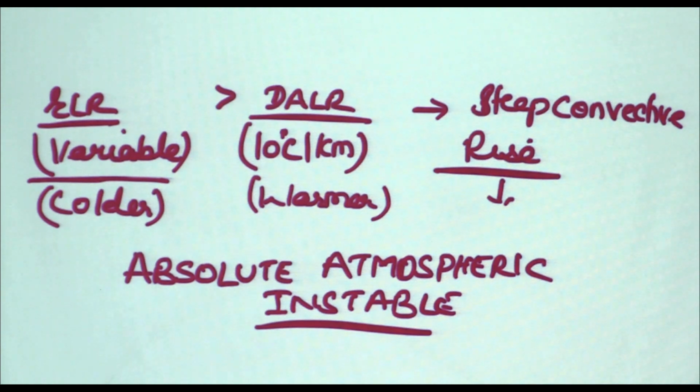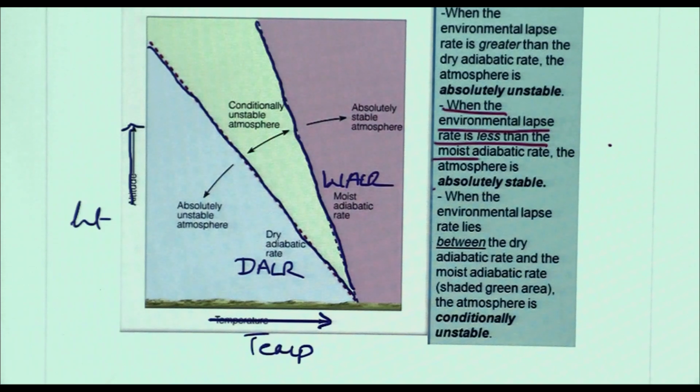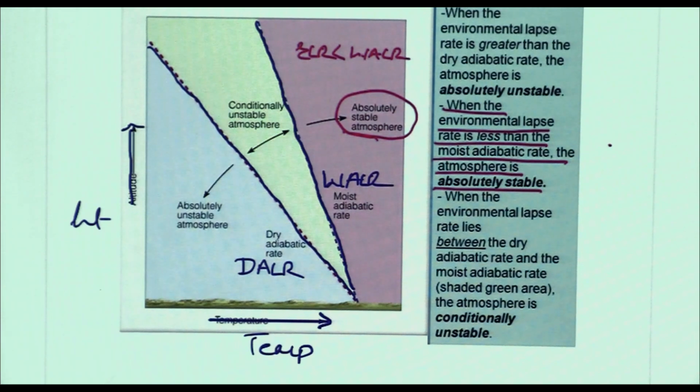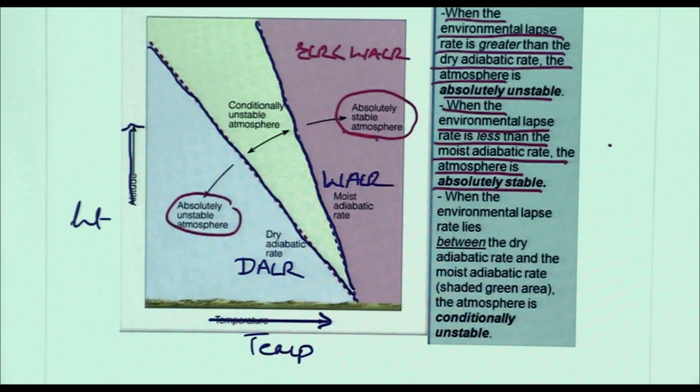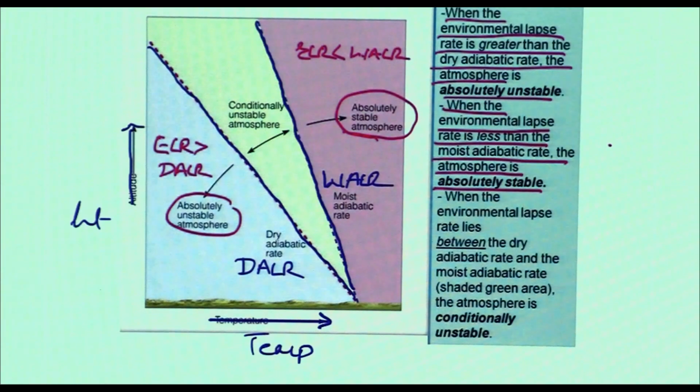Going to this diagram again. When the environmental lapse rate is less than moist adiabatic lapse rate, the atmosphere is absolutely stable. So the atmosphere is absolutely stable when the environmental lapse rate is less than moist or wet adiabatic lapse rate. So, the pink color in our diagram. When the environmental lapse rate is greater than dry adiabatic lapse rate, the atmosphere is absolutely unstable, the blue patch. And then the third condition comes in. When the environmental lapse rate lies between dry and wet adiabatic lapse rate, conditional instability.